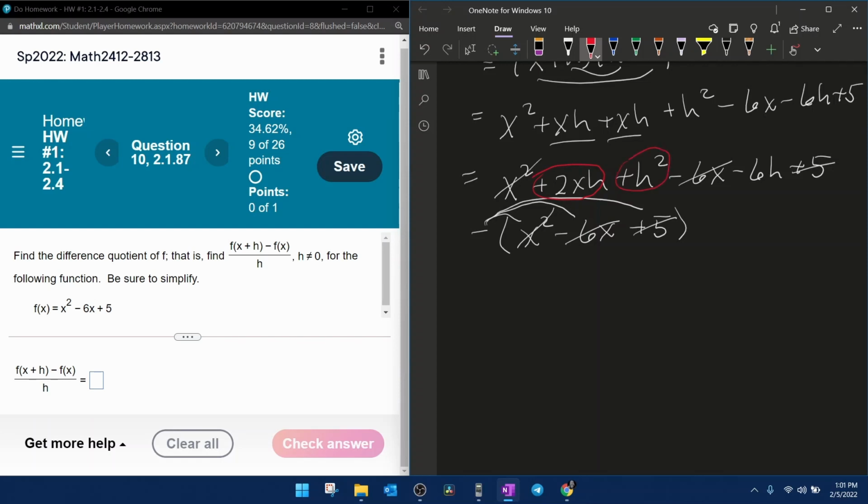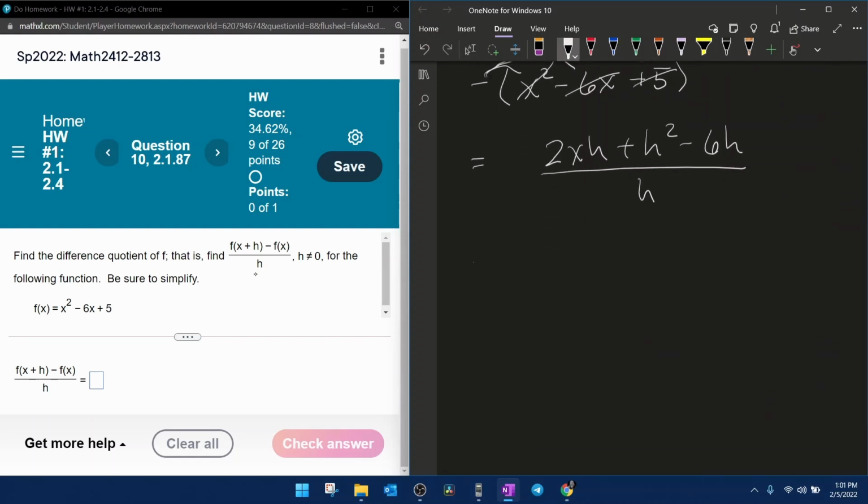2xh plus h squared minus 6h. So if we write those down, we've got 2xh plus h squared minus 6h. In the difference quotient, notice it does say all over h. And then if this fraction will reduce, we need to reduce it.